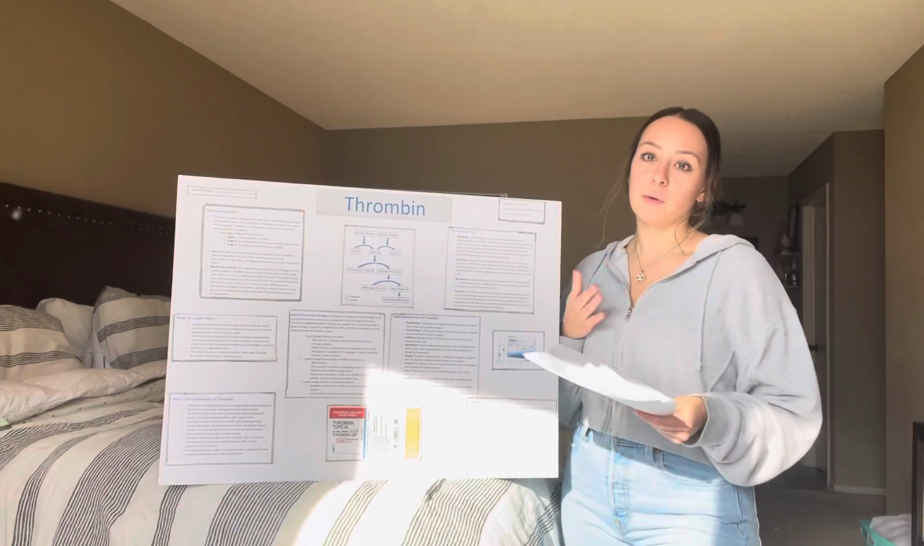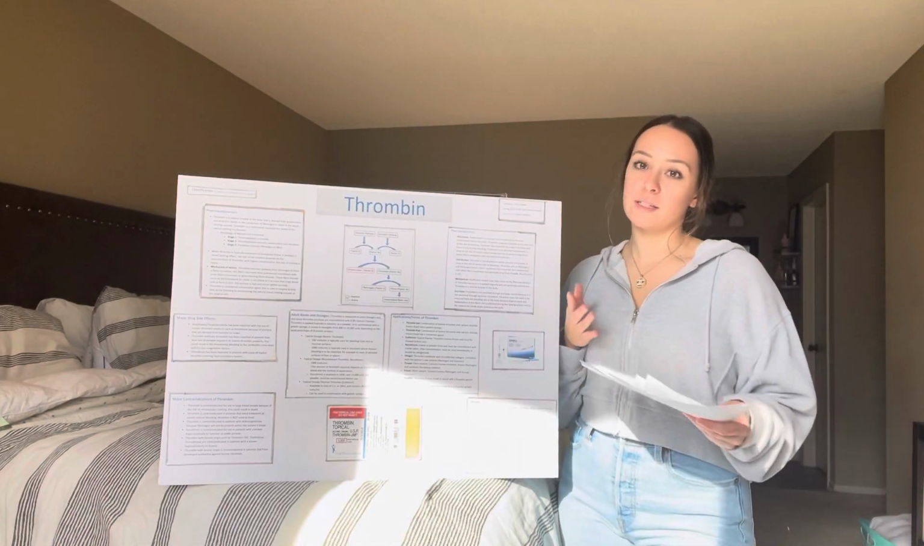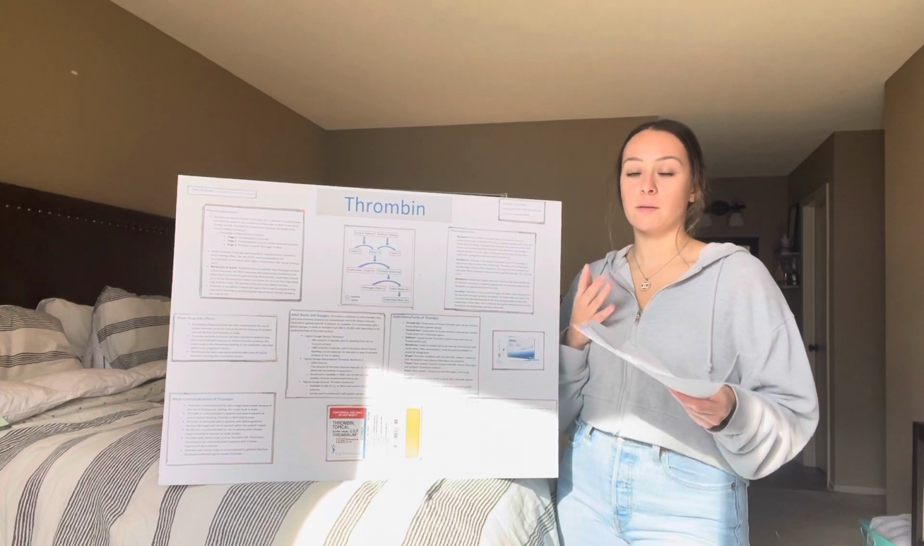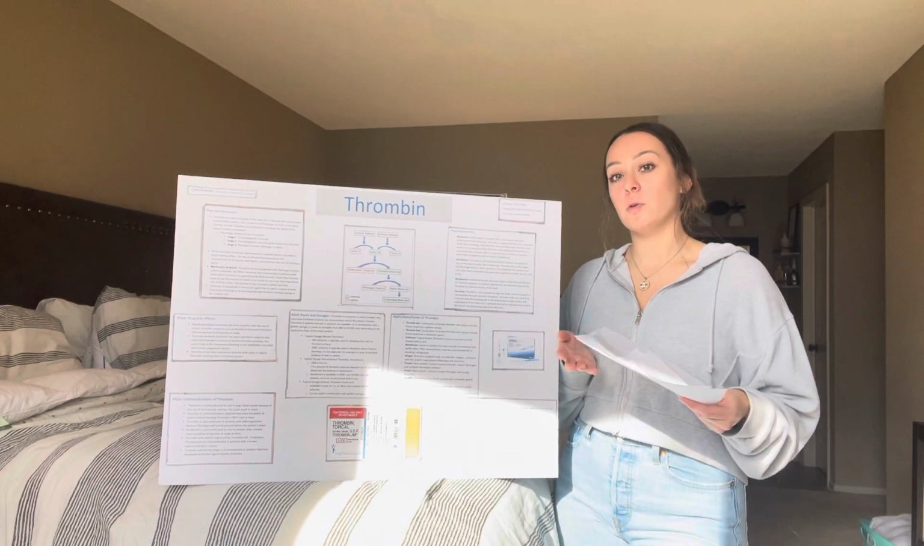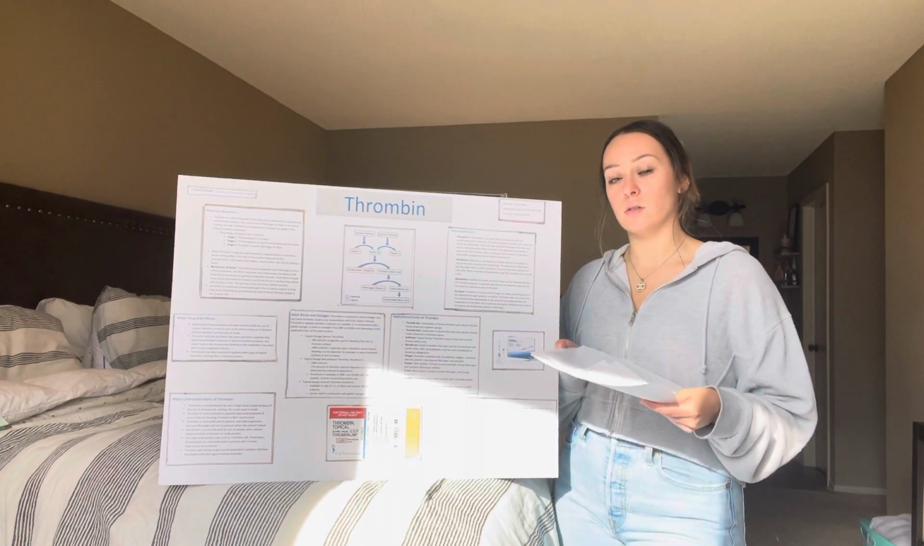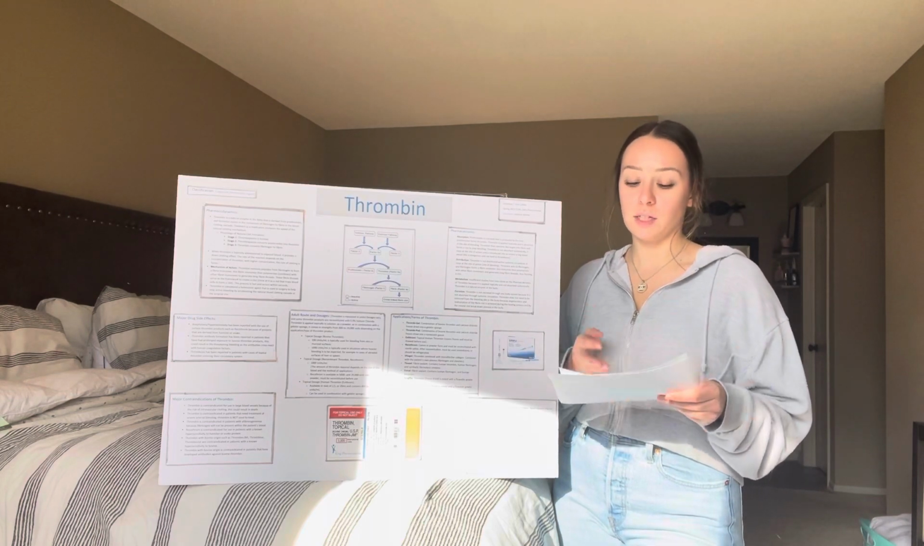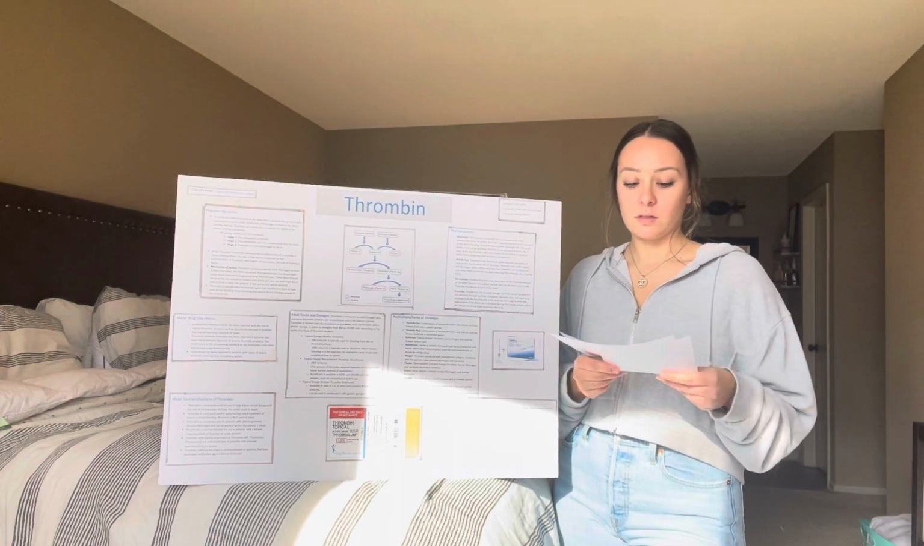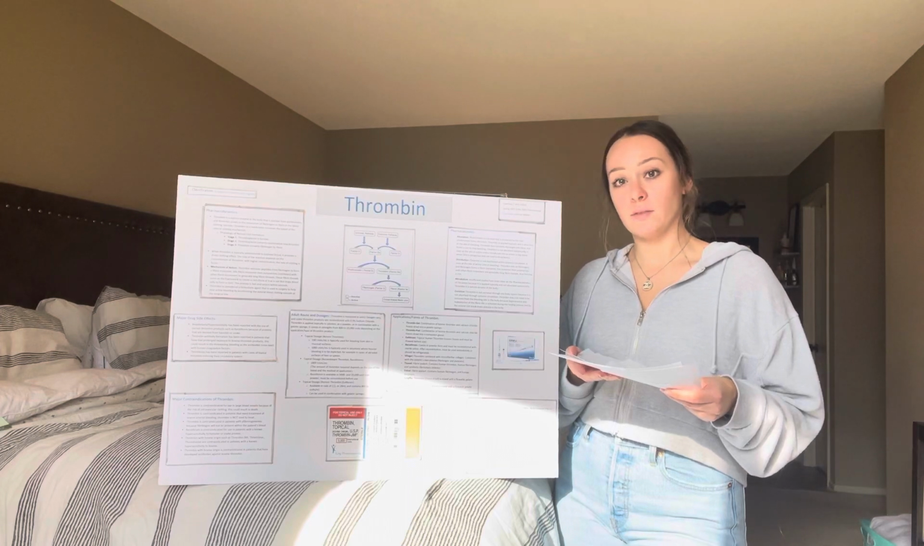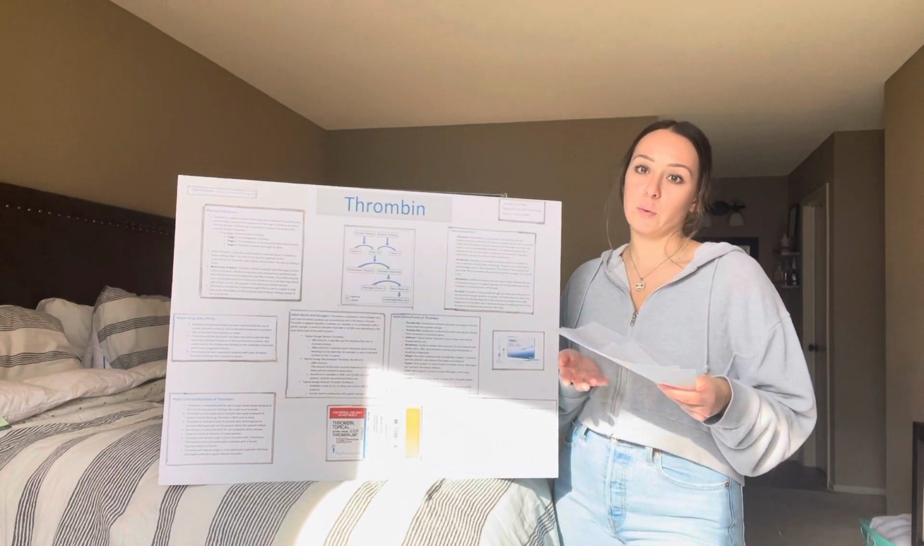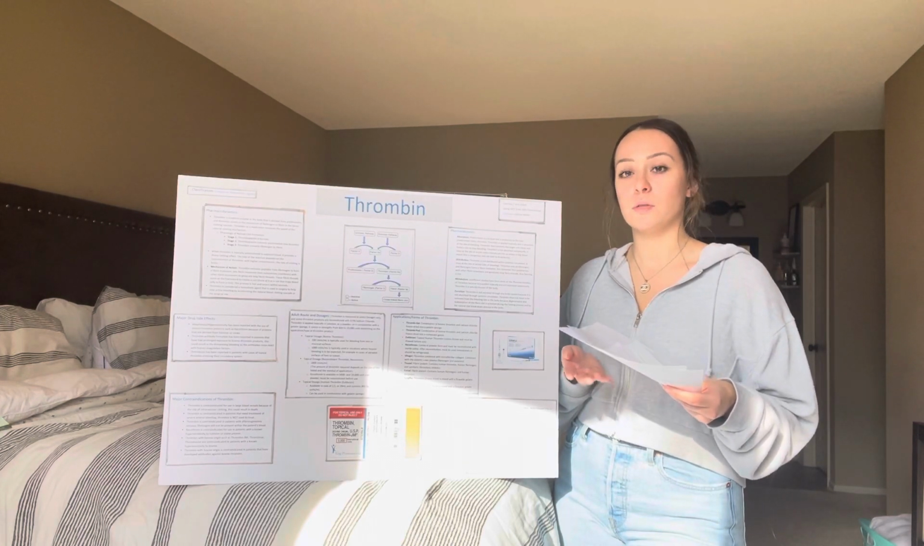Hi guys, so I did my project on thrombin, and thrombin is classified as a coagulant, or as a medication it would be considered a hemostatic agent that is often used in surgery to control large amounts of bleeding. So thrombin is actually a natural enzyme that is found within our body, and it's derived from prothrombin. Prothrombin is produced in our liver.